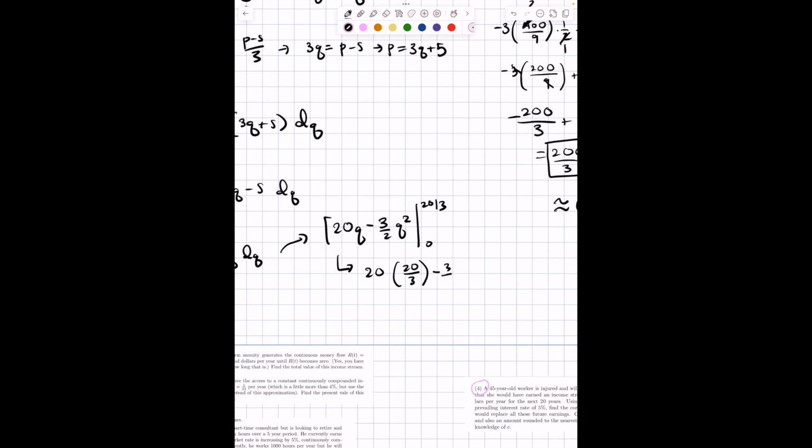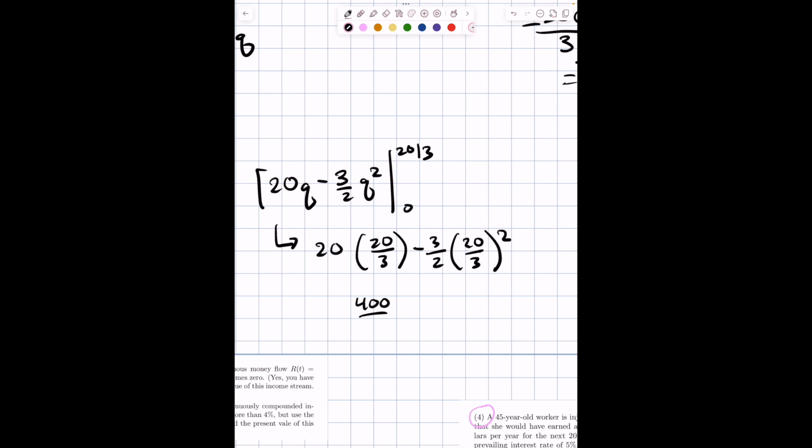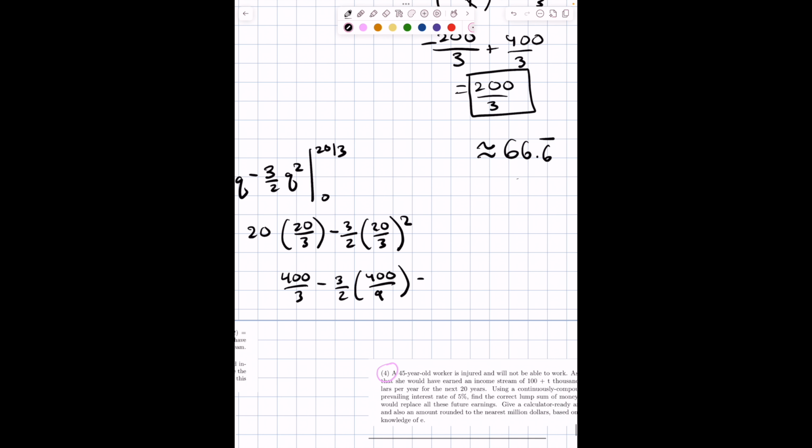3 minus 3 over 2, 20 over 3 squared. This is 400 over 3 minus, this is 3 over 2 times 400 over 9. So it's really similar numbers. I have 400 over 3. This actually cross cancels, so I get 3 and 1.